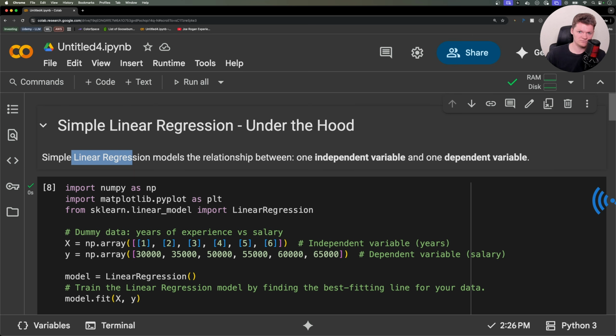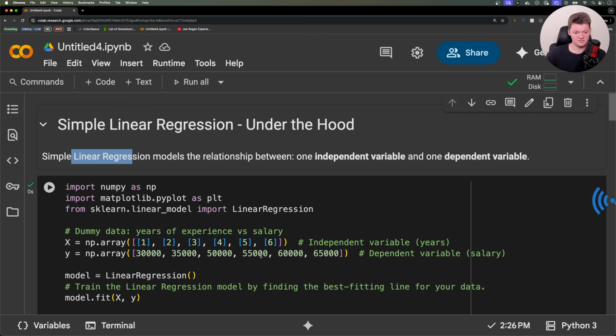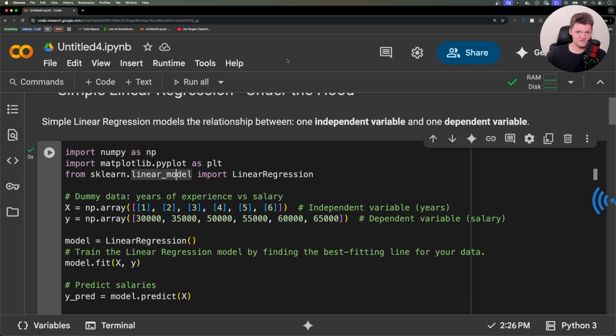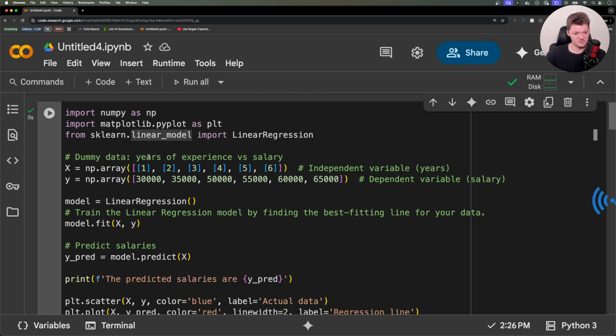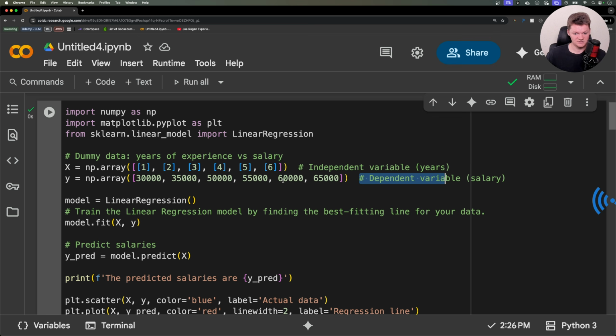Simple linear regression models the relationship between an independent variable and a dependent variable. As an example of some Python code, this code right here predicts salaries based off of years of experience. Here's our dummy data for years of experience, which is our independent variable, and then salary, which is the dependent variable. So our salary depends on our years of experience.